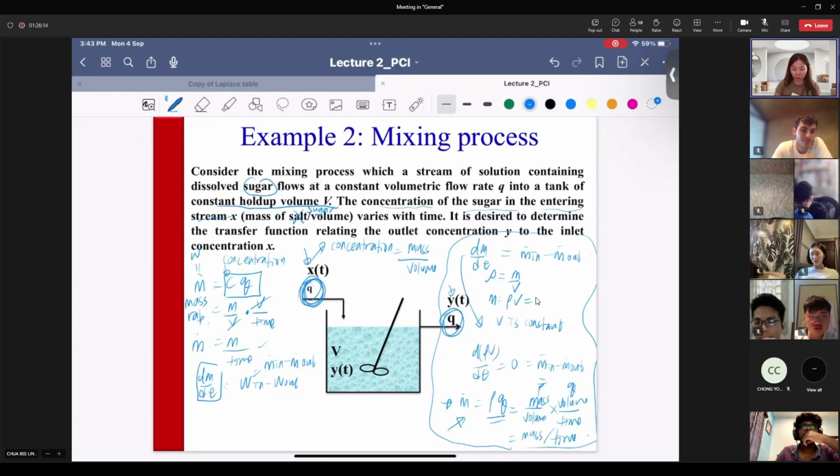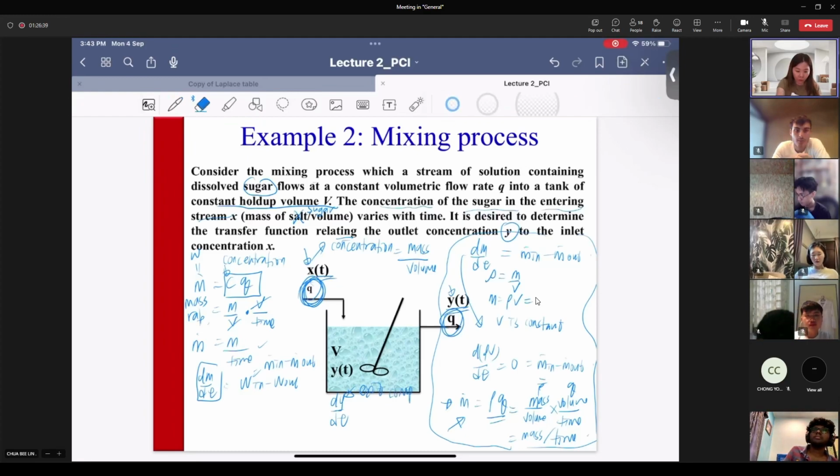Okay, exit concentration. So you have the entering concentration and the exit concentration. Entering concentration is X, exit concentration is Y. It is desired to determine the transfer function relating the concentration Y. So your accumulation term is the exit concentration.